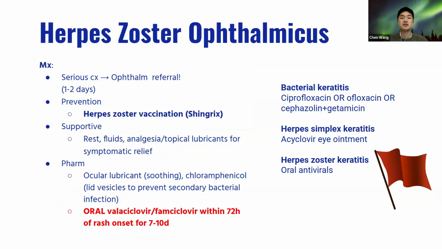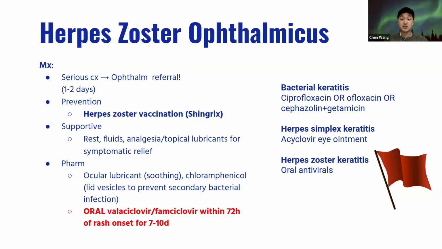For management, it's an urgent ophthal referral. It's a very serious condition, and you would like to support them with fluids and analgesia and topical lubricants as well. But the mainstay treatment would be pharmacological. So you would like to start them on oral antivirals within 72 hours of rash onset for about a week's time. And this is very similar to the treatment for shingles as well. So just keep this in mind because shingles is very likely to come up in the GP exam.